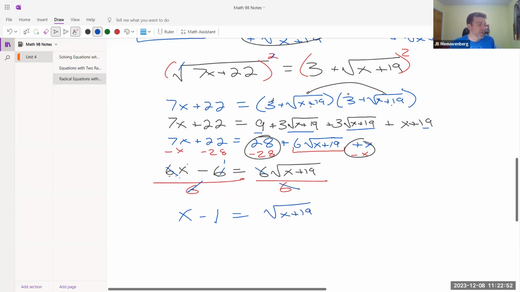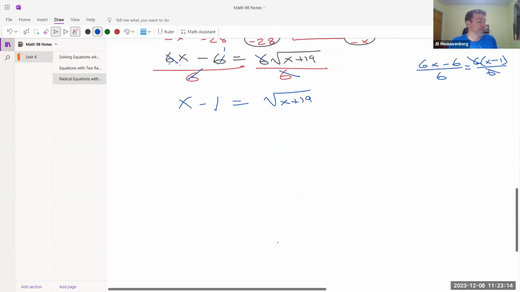These cancel out. If you're confused about this one over here, here's another way to think about it. 6x minus 6 over 6. We could factor out a 6 from the top, a GCF, and write it as 6 times the quantity x minus 1 all over 6. These cancel, and you're just left with the x minus 1. That's another way to think about that too.